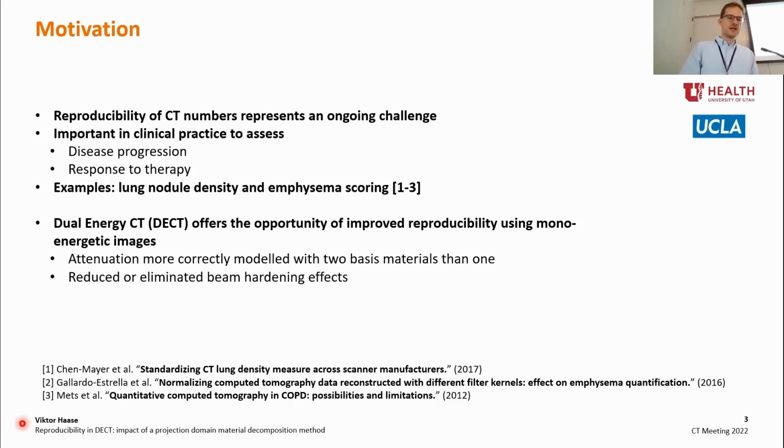COPD. Dual energy CT now offers the opportunity of improved reproducibility using monoenergetic images, because here the attenuation is more correctly modeled with 2 basis materials instead of 1. And this leads to reduced or eliminated beam hardening effects.